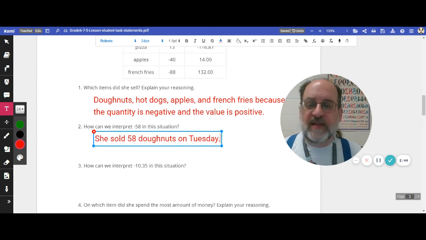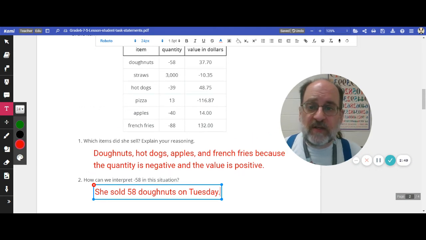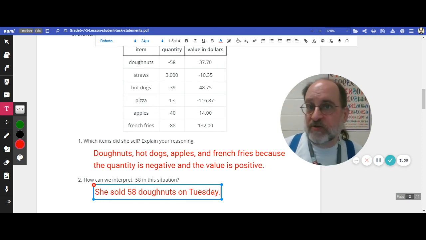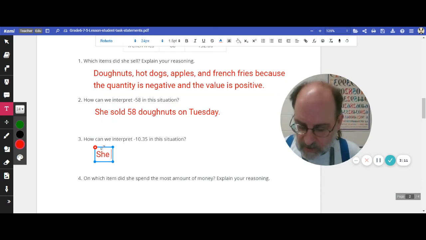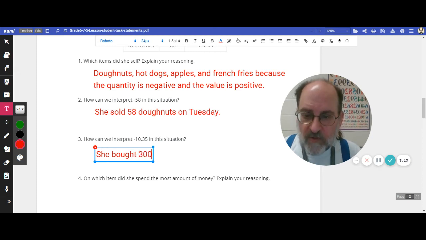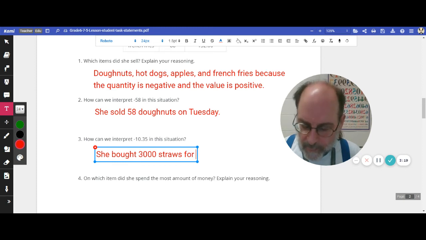All right, how can we interpret the negative $10.35 in this situation? Well, let's take a look at this in the straw row. So the quantity goes up. She suddenly has 3,000 more straws, but the amount of money she has goes down by $10.35. So what we can say is she bought 3,000 straws for $10.35.